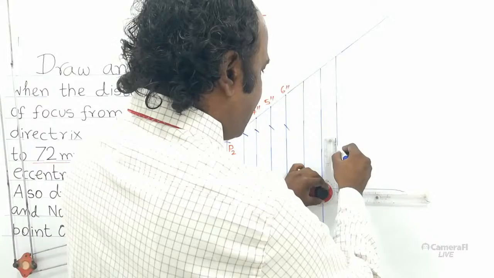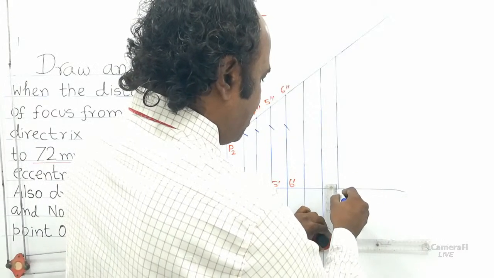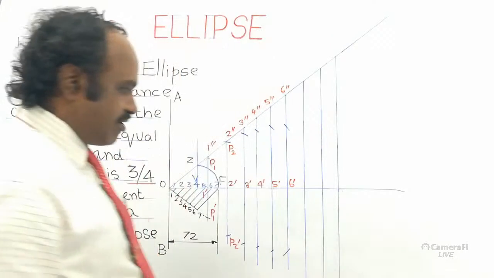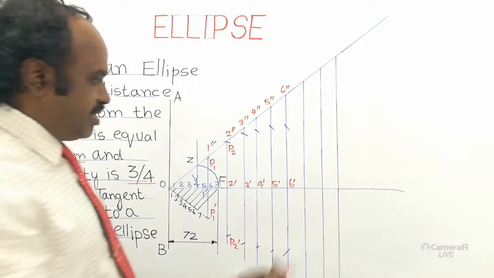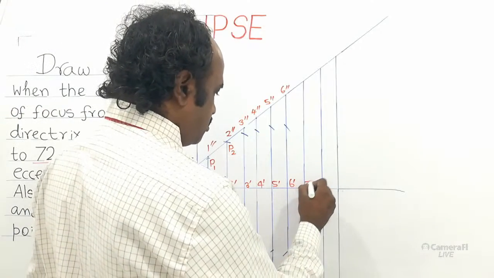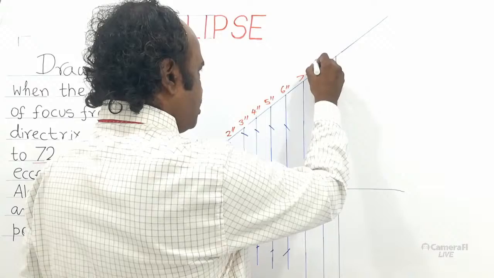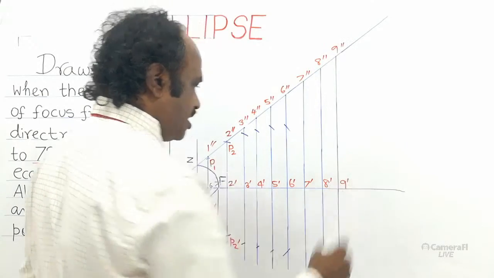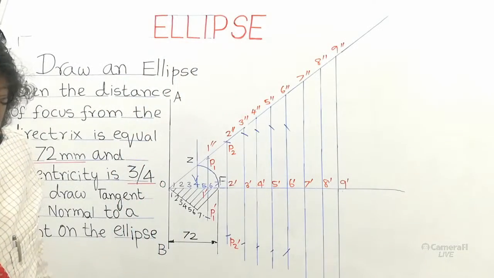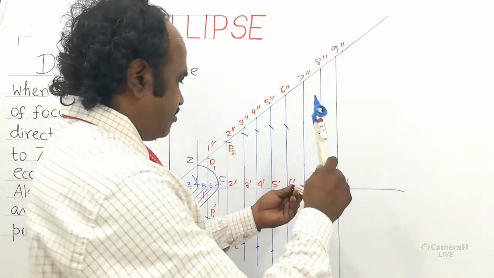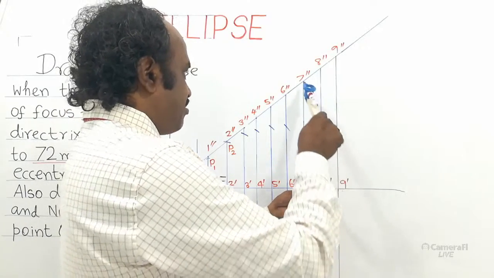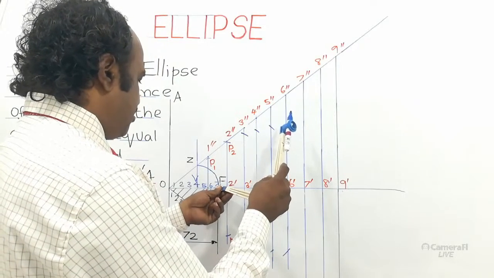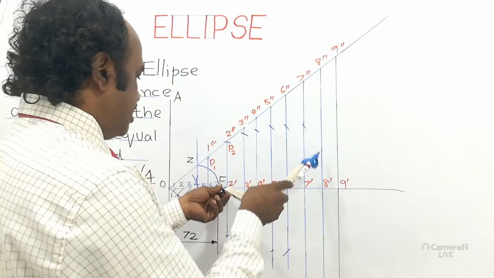20, 30 lines drop points for joining the ellipse curve. That will be the difference. So this will be 7 dash, 7 dash, 7 double dash, 8 double dash, 9 double dash, 8 dash, 9 dash. So take the vertical distance using your compass, 7 dash, 7 double dash. Keeping F as center, cut an arc on the 7 dash, 7 double dash vertical line. It cuts here.